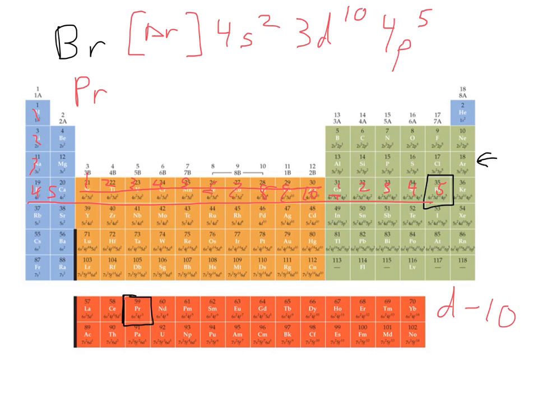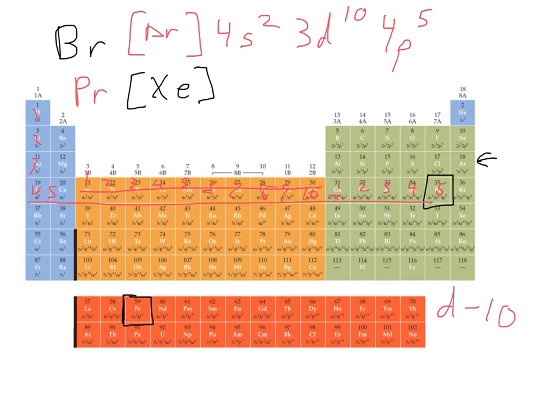So we've got Pm right down here. Here's the tricky part. What's the preceding noble gas? To do that, we really have to count backwards. We're at 59, 58, 57. Where's 56? Right there. 56, 55, 54. So xenon is the preceding noble gas.